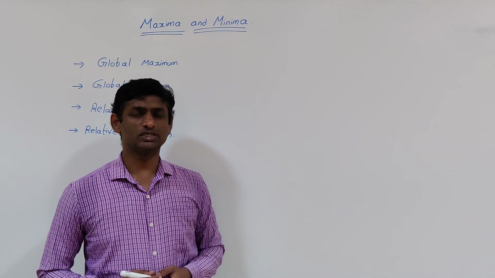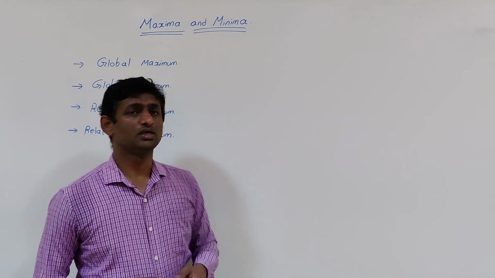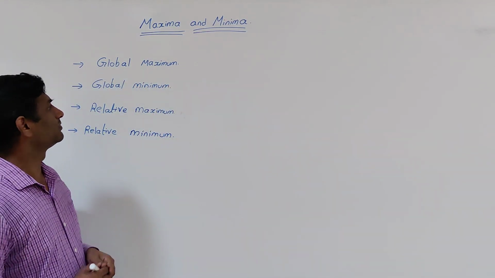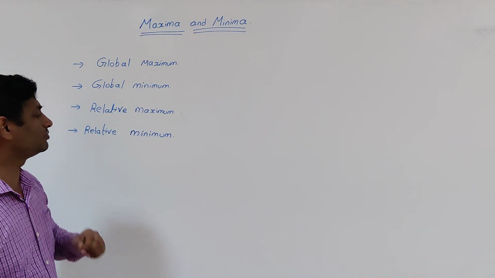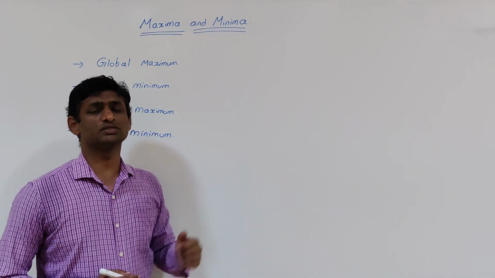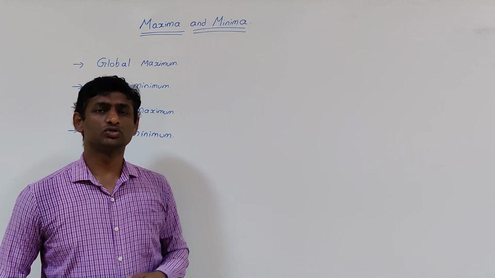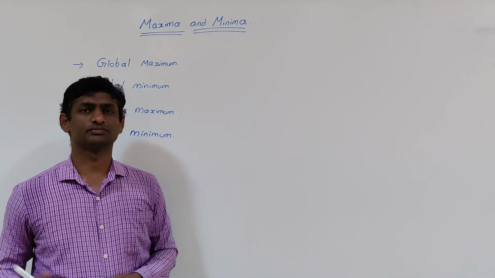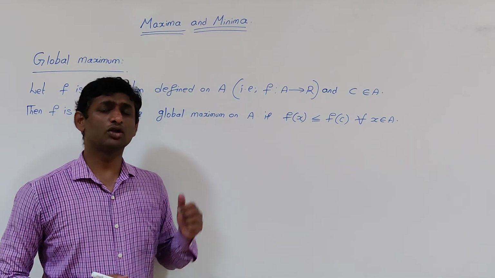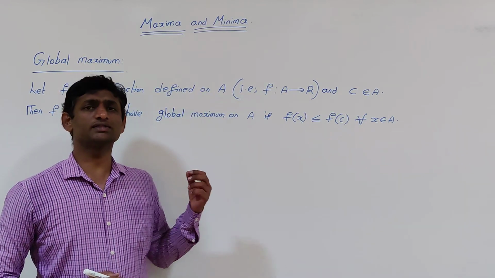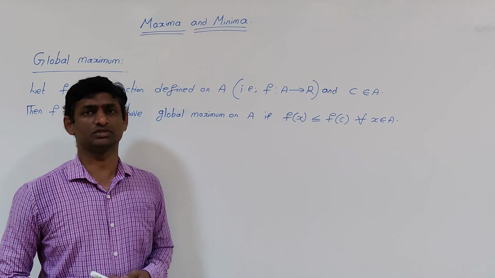So in this session we'll discuss the global maximum, global minimum, relative maximum and relative minimum. These are the concepts in maxima and minima, so we'll discuss them one by one. Now we'll see the definition of a global maximum. So what is a global maximum of a given function?